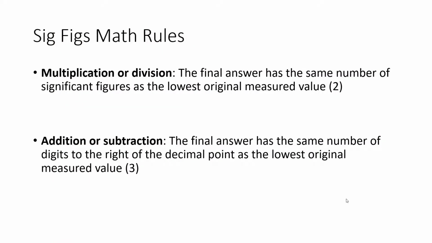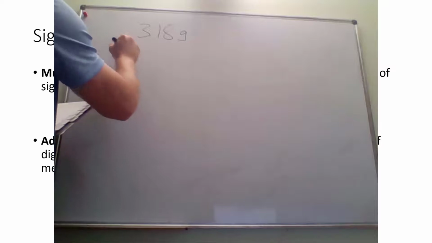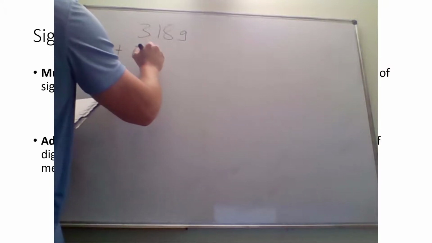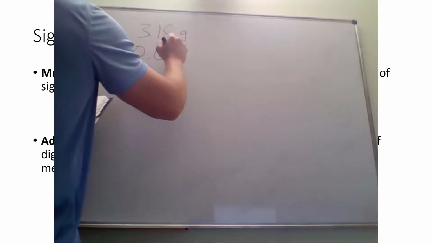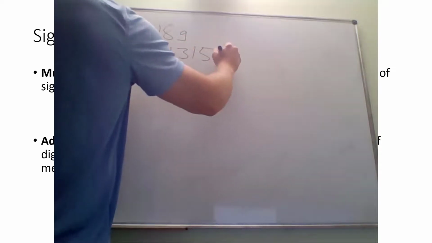Next, for addition and subtraction, the final answer has the same number of digits to the right of the decimal point as the lowest original measured value. So if we're taking a look at 3.18 grams plus 0.01315 grams.